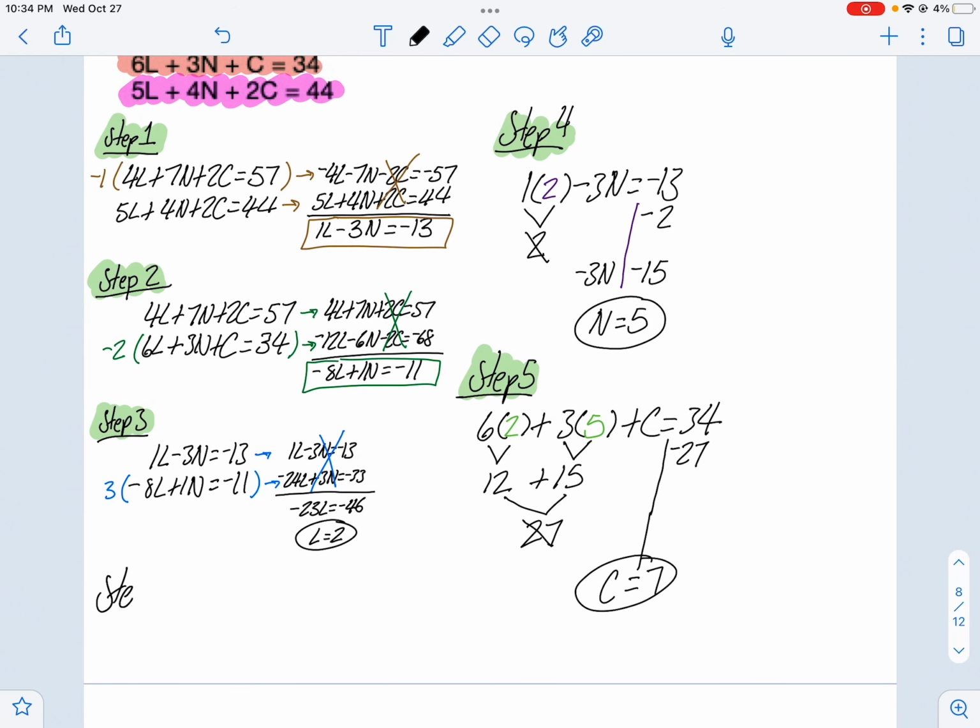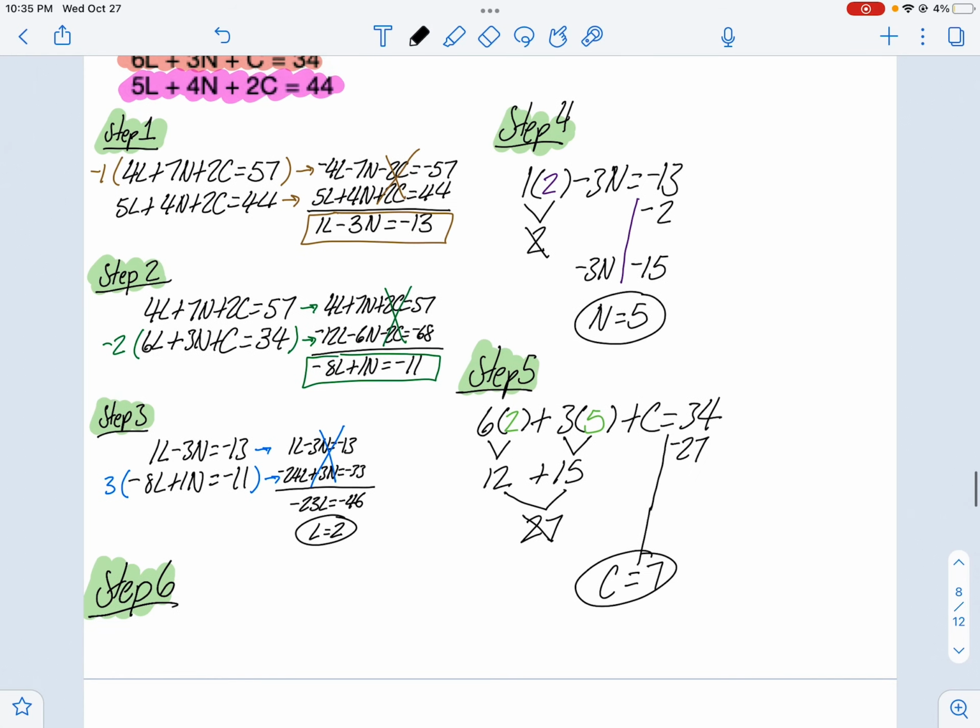Now, step 6. Step 6 in these problems will be slightly different because since this is a word problem, we need a word solution. So what we found out is the prices. The price of lights is $2 a box. The price of ornaments is $5 a box. And the price of candles is $7 a box.